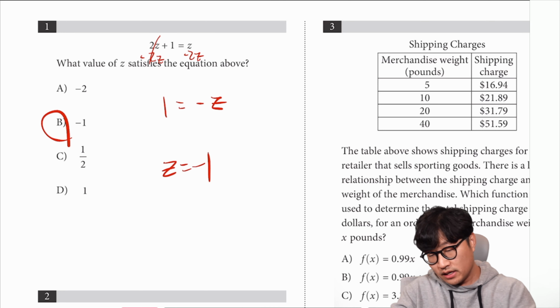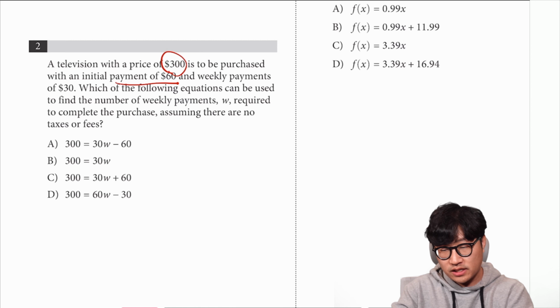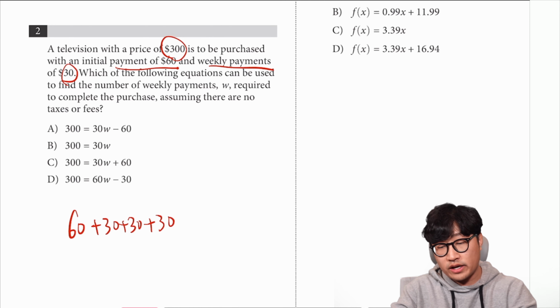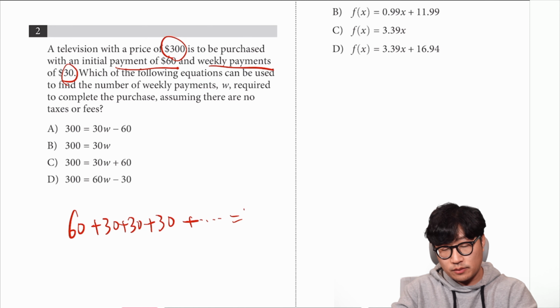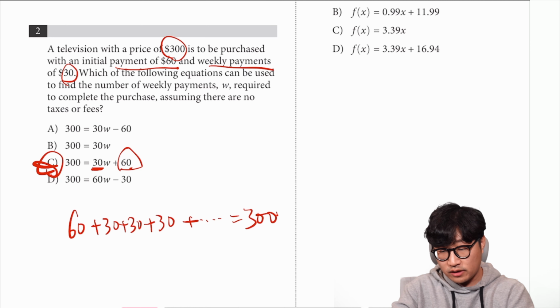negative 1. B. Number 2, a television with a price of $300, you pay initial payment of $60 and weekly payments of $30. So you start with the $60 and you keep paying $30, another $30, another $30 every week until you get something equal to $300, and that basically is C, where you start with $60 of initial payment and you keep paying $30 every week.